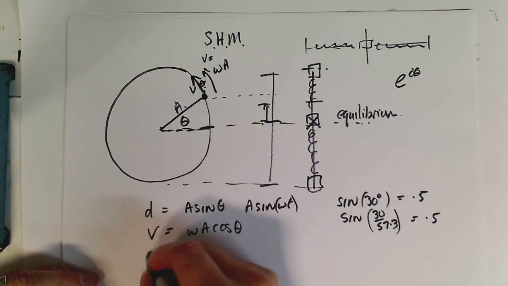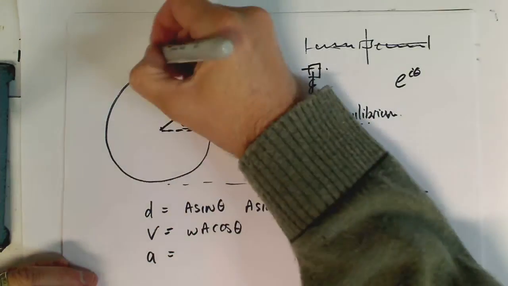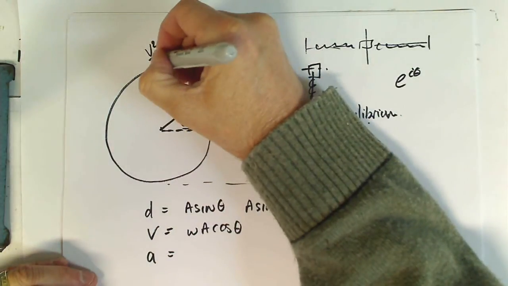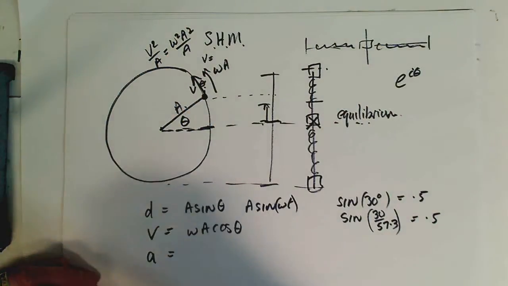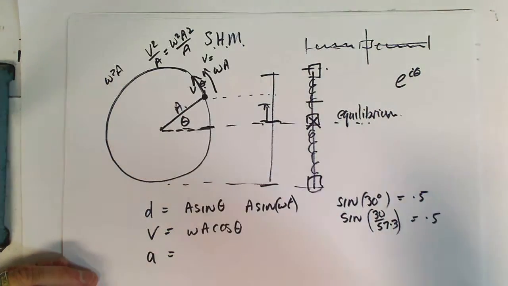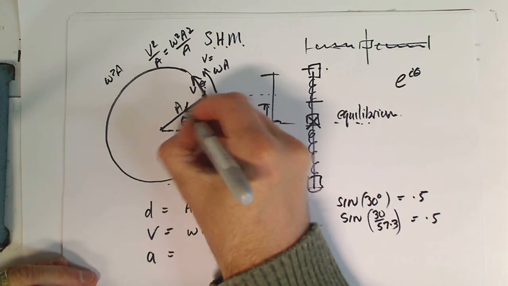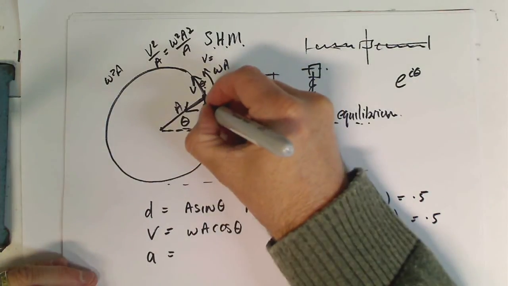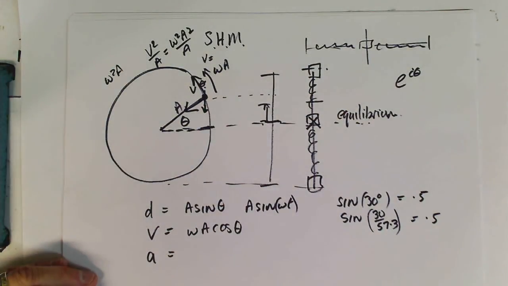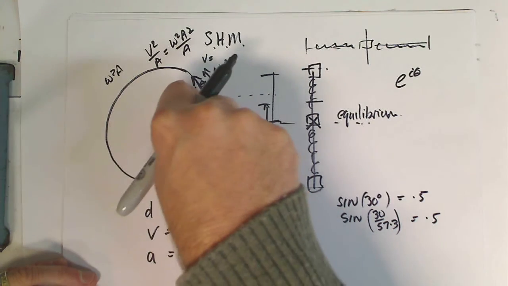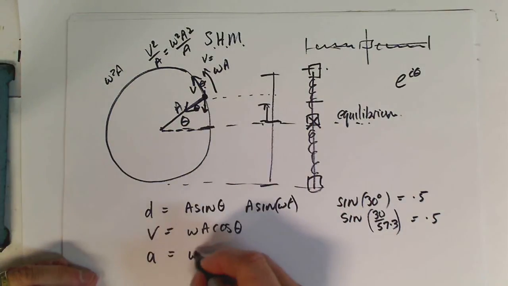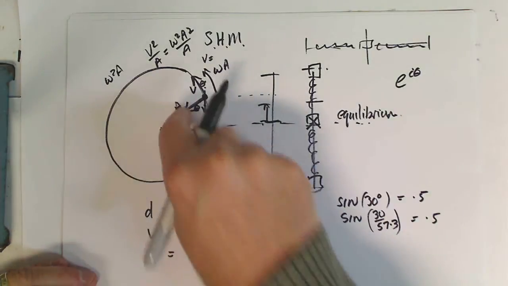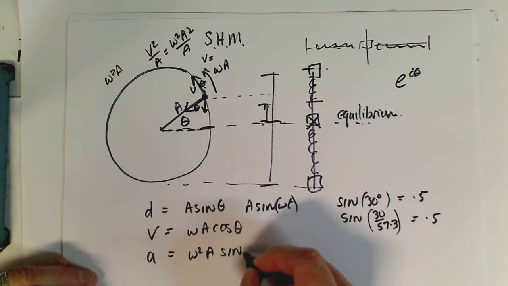And the acceleration, well, acceleration is equal to V squared over R, which is A, but that's omega squared A squared over A, so that's equal to omega squared A, right? But that's towards the center like that, right? And again, we only want the vertical component. So you can see again, the vertical component will be omega squared A times the sine of theta, because that's theta. So it's omega squared A, which is the length of the long vector, but it's just the sine of theta.